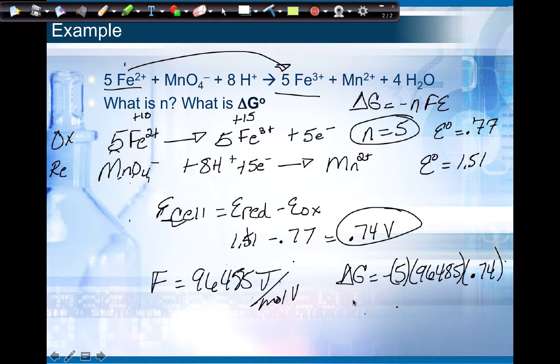Now when we solve for delta G, we're going to get negative 357,000 joules. Or you can even just say it's kilojoules. It depends on what the problem is asking for. But usually it's going to be kilojoules because joules are pretty small. So at the end, we'll get a negative delta G, which means the reaction is spontaneous, which should happen because our E cell is positive here.